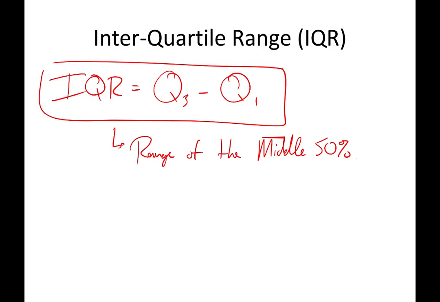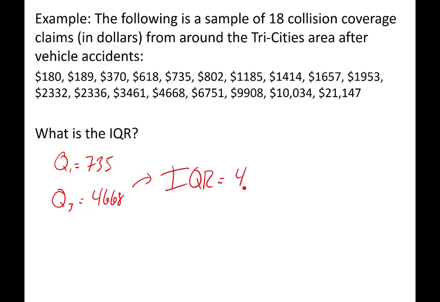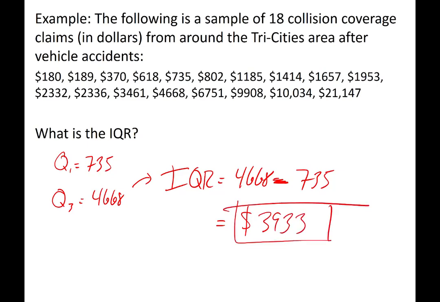So for our data set here, Q1 was 735 and Q3 was, what was it, 4668. So then the IQR would just be the difference between those two. 4668 minus 735. And then what does that come out to be? 3933. So there you go. Okay, so the middle 50% of your data has a range of about $4,000.